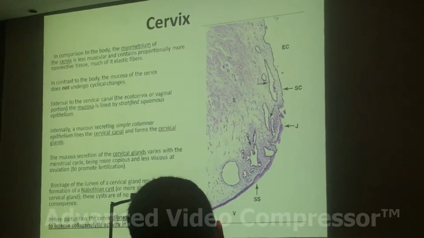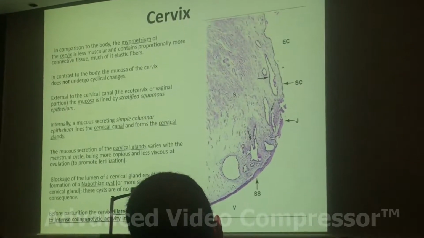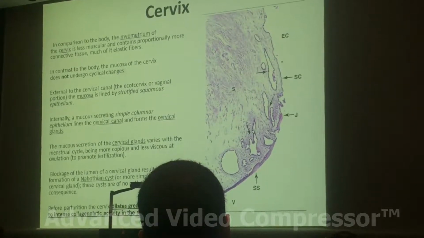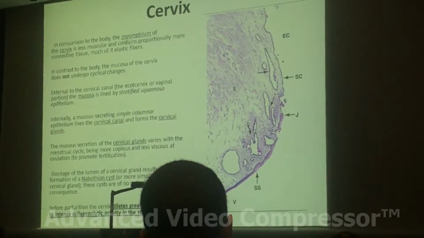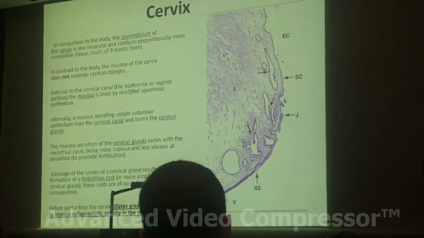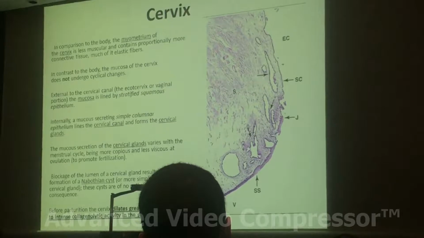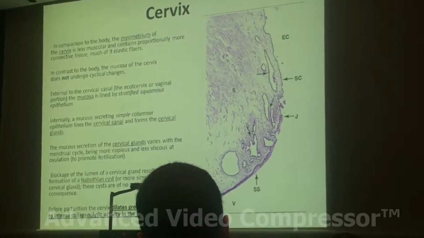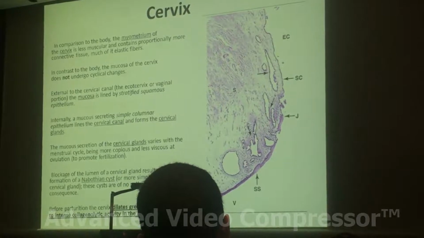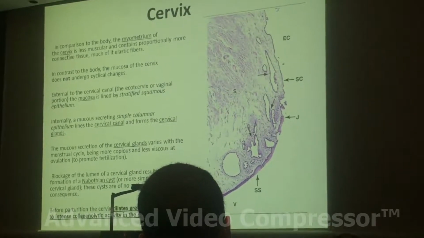myometrium, or the middle of the uterus. There are not a lot of smooth muscles in the cervix. Instead, it is rich in connective tissue, collagen and elastic fibers. The significance of that is clear. The cervix is not a propulsive part of the uterus. It's a channel, a passage part. The presence of elastic fibers will allow it to dilate during parturition, during delivery.